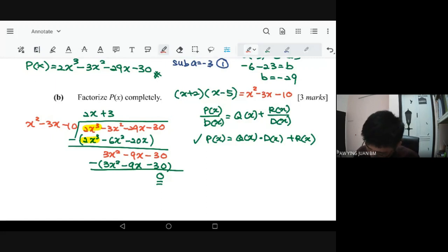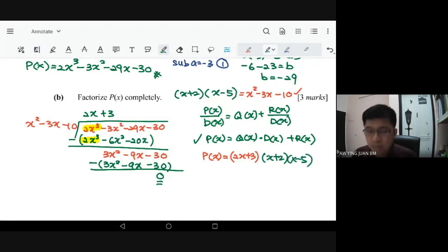So my final answer would be px is equal to the quotient. Can you see or not? Quotient 2x plus 3. And then dx is the divisor, right? The question said factorize completely. So my answer would be x plus 2, x minus 5. And then the r is 0. So here will be our final answer.